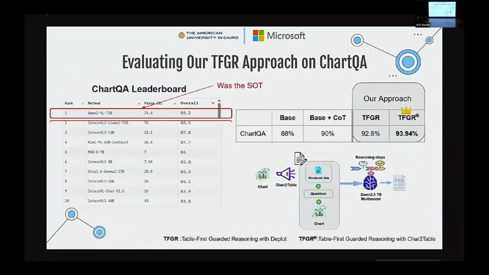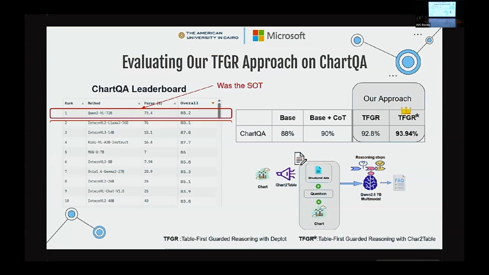So let us look at the exact fruits of our labor. On your left, you're going to see something called the ChartQA test leaderboard. What it does is that different MLLMs compete head-to-head to see who can perform best on ChartQA's chart and question pairs. The current state-of-the-art, or previous more accurately, is Qwen2 VL 72 billion parameters. I'll explain why that's a big deal later on.